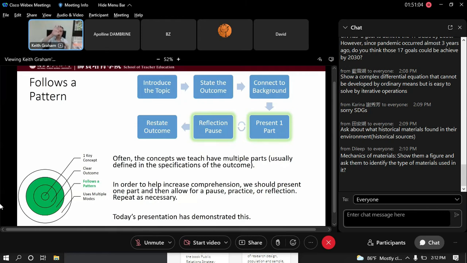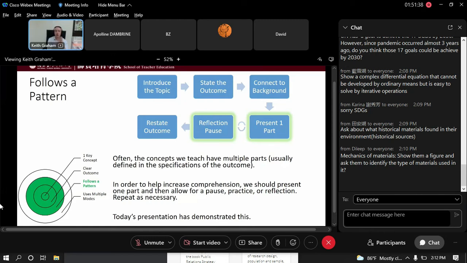Maybe there are specific aspects of design that we want to cover. We want to cut it into small parts and give our students time to reflect and pause. Because often our outcome, even if we're very specific about our outcome, does have multiple parts. And in order to help increase comprehension for our students, we want to present one part at a time and give them time to think about it before we build on the next part.